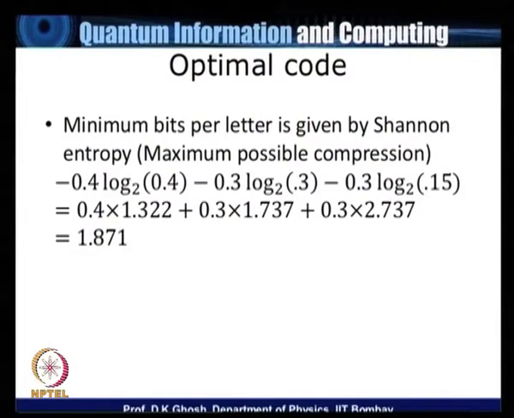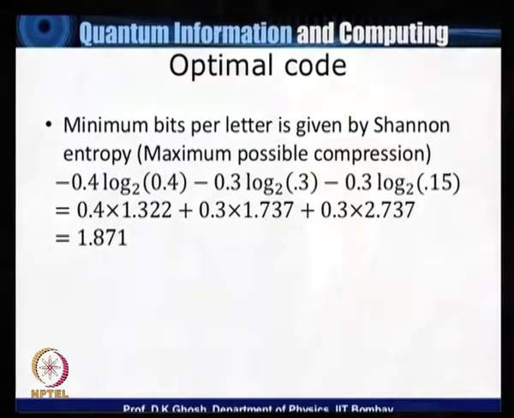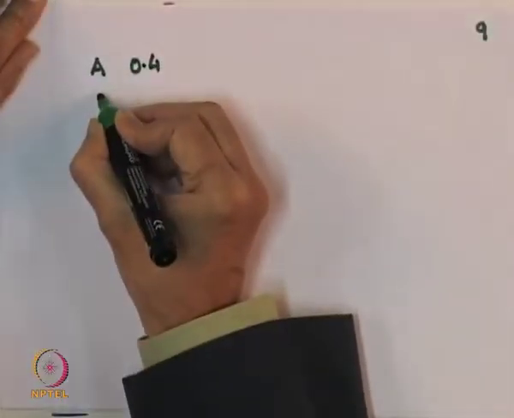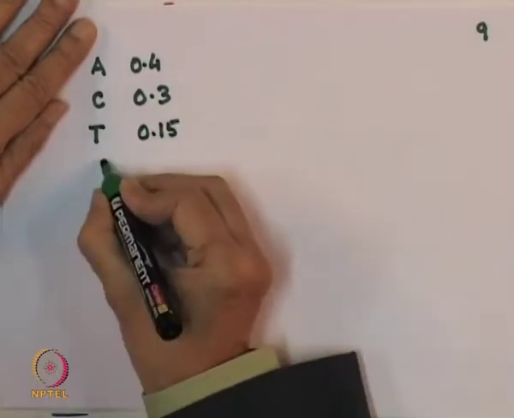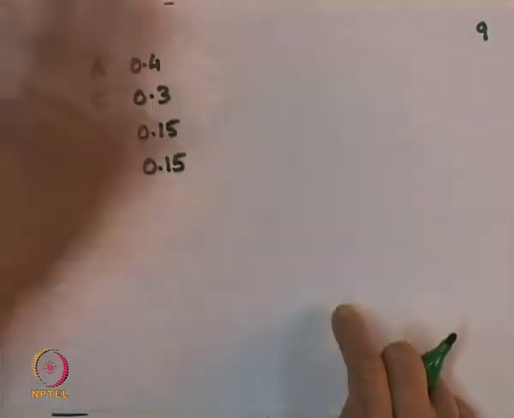The question is, what is an optimal code? Can I give a limit on what is the maximum compression possible? And that is what is given by the Shannon entropy. Let's take this example again. Remember, in Shannon entropy, I don't have to worry about the specific coding that I am taking. But I am going to talk about the probabilities with which the various events, in this case the appearance of A, C, T or G, occur. So, we had said A had a probability of 0.4, C has a probability of 0.3, T has a probability of 0.15 and G had a probability of 0.15. Whether it was CT or TC is immaterial for our calculation.